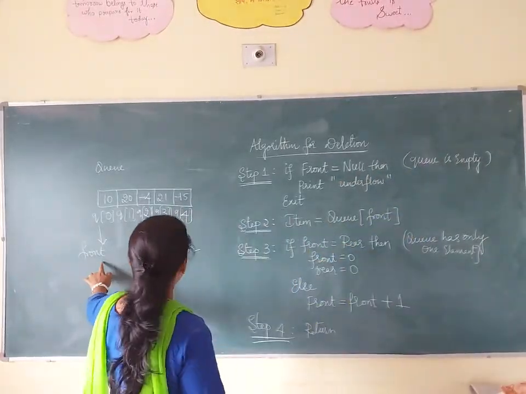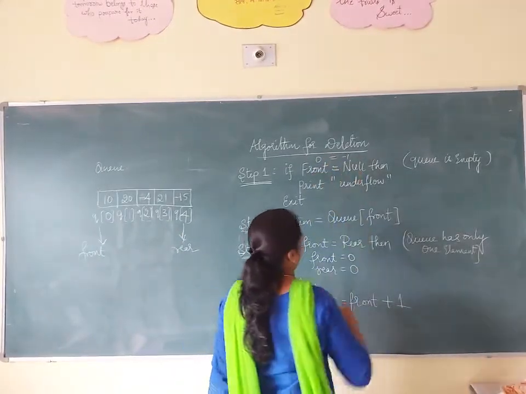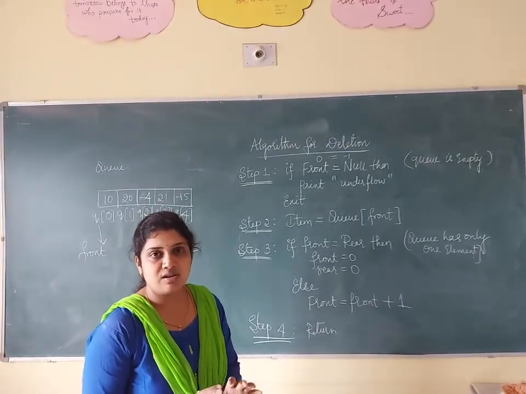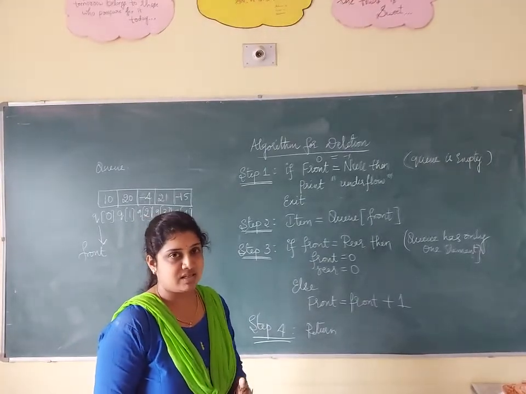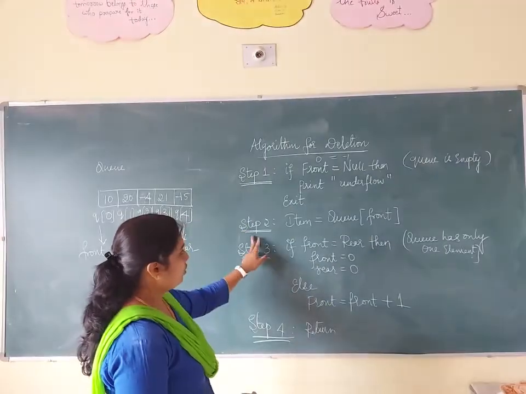Where is front pointing? To 0. So is 0 equal to null, that means -1? Is 0 equal to -1? No, so the queue is not empty. We have some elements inserted. So we exit step 1. Where will it go?